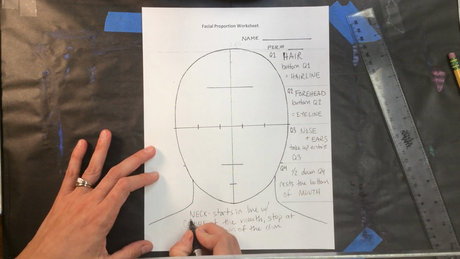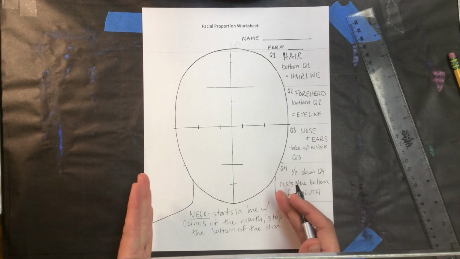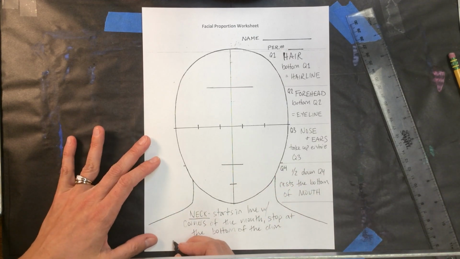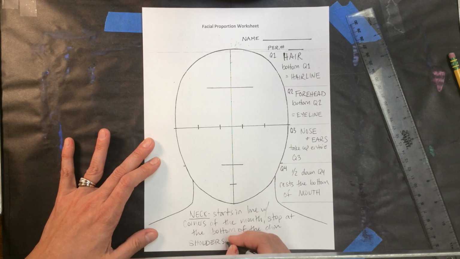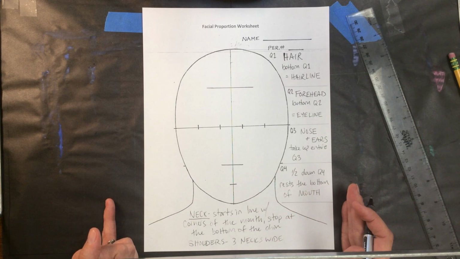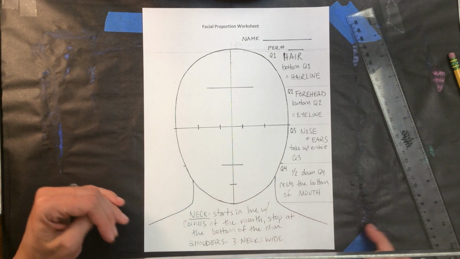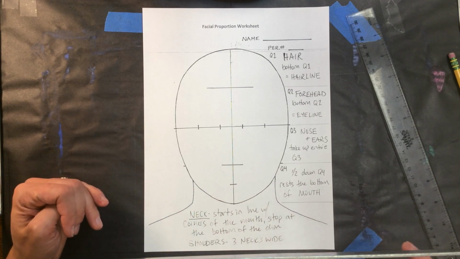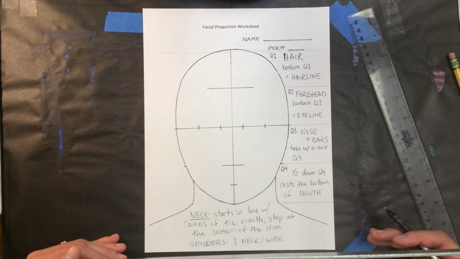Now, how wide are the shoulders? That's another place we tend to underestimate. We try to squeeze them onto the paper, and it's just not going to work. So we want to keep in mind that the shoulders are going to be 3 necks wide. So there should be room for a neck that is there, and then one on either side of it as well, which means our shoulders are going to run off the side of the page, not the bottom of the page, because they're not going to fit. They're going to run off the sides of the page.